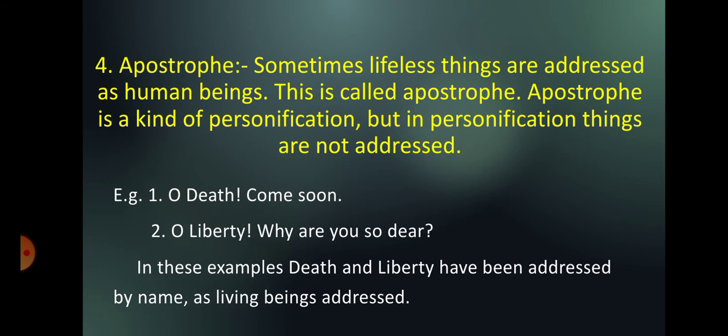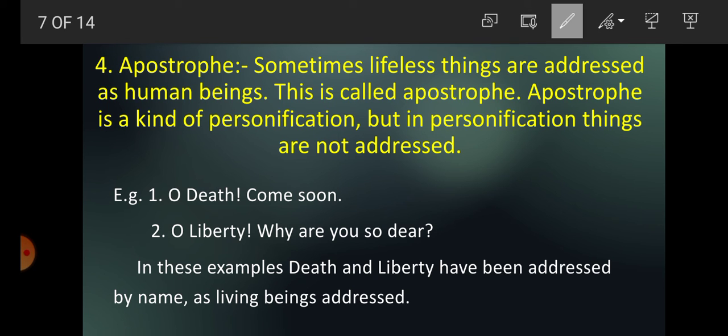Now number 4, students, apostrophe. What is apostrophe? Sometimes lifeless things are addressed as human beings. This is called apostrophe. Apostrophe is a kind of personification, but in personification, things are not addressed, but assumed only. And in apostrophe there is address.